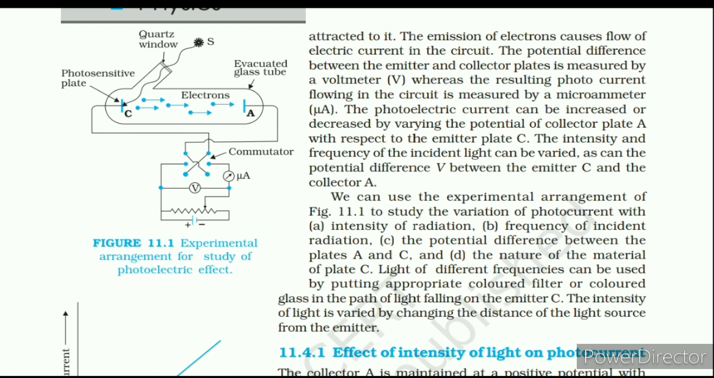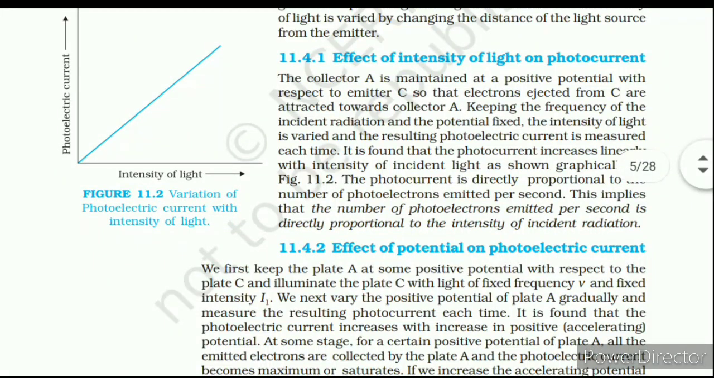Now repeat this experiment with incident radiation of the same frequency but of higher intensities I2 and I3. We note that saturation currents are now found to be at greater values. This shows that more electrons are being emitted per second, proportional to the intensity of incident radiation, but the stopping potential remains the same as that for the incident radiation intensity I1, as shown graphically in figure 11.3. Thus, for a given frequency of the incident radiation, the stopping potential is independent of its intensity.